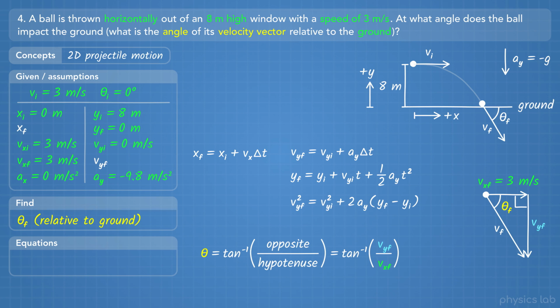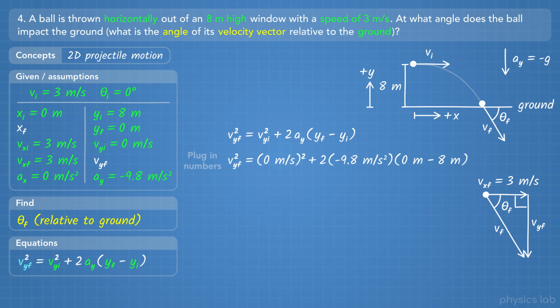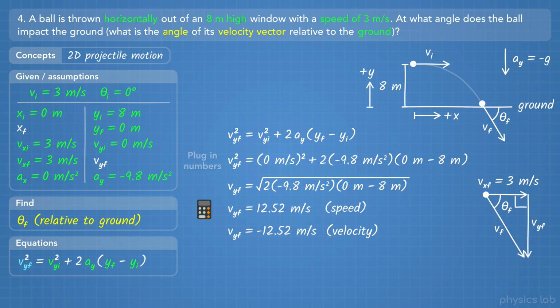So which equation can we use to find the final y velocity? This equation has that variable, and we know everything else, so let's use this. We plug in 0 meters per second for the initial y velocity, or the speed, negative 9.8 meters per second squared for the acceleration, 0 meters for the final y position at the ground, and 8 meters for the initial y position. We can simplify that a little and take the square root of both sides, and we get 12.52 meters per second.